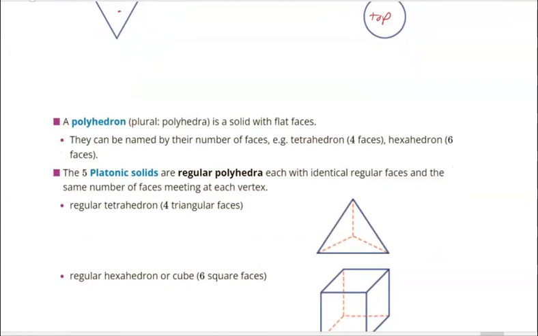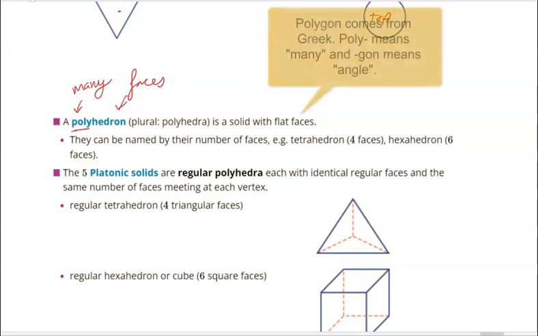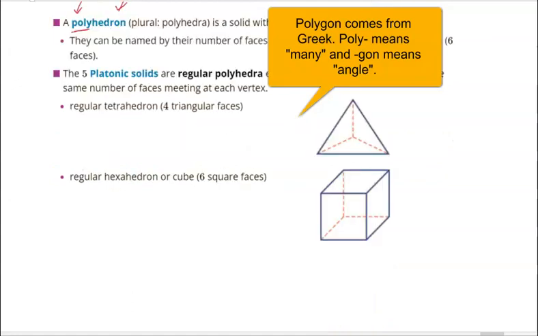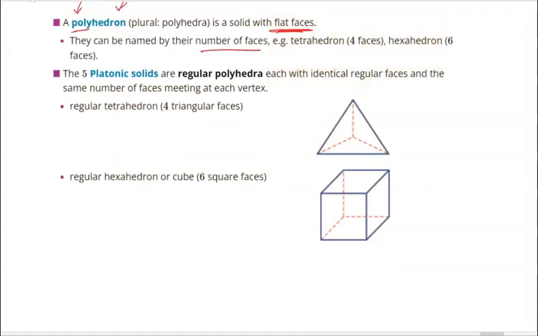Now a polyhedron, polyhedra is the plural. Poly means many, so many faces. Okay, different than a polygon. It's a solid, and it has to have flat faces. A polyhedra can be named after the number of faces. So a tetrahedron has 4 faces. A hexahedron has 6 faces.